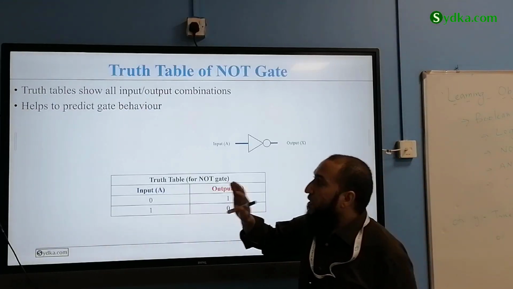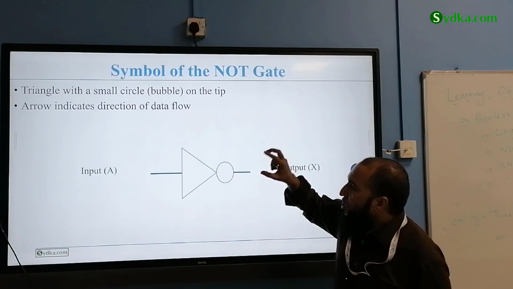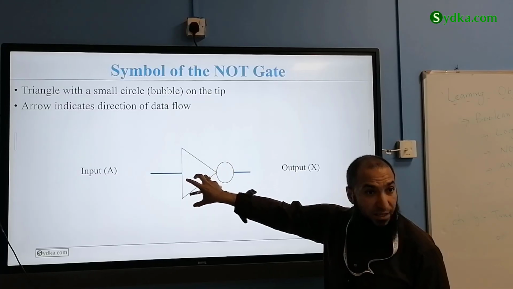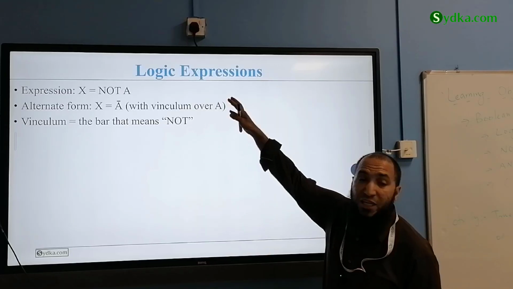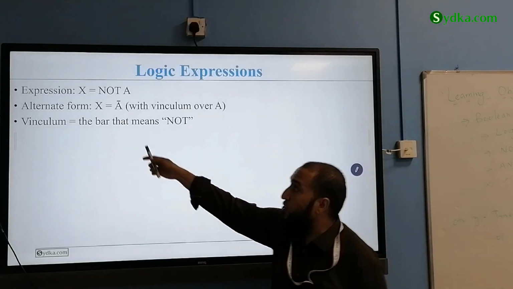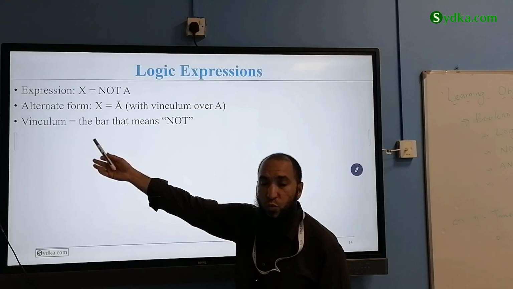Now, the reason it's important: you need to understand the symbol. It can come in the exam. The table is going to come in the exam, and the same thing with the expression as well. These can come in the exam. So you need to know what this is and how to explain them.